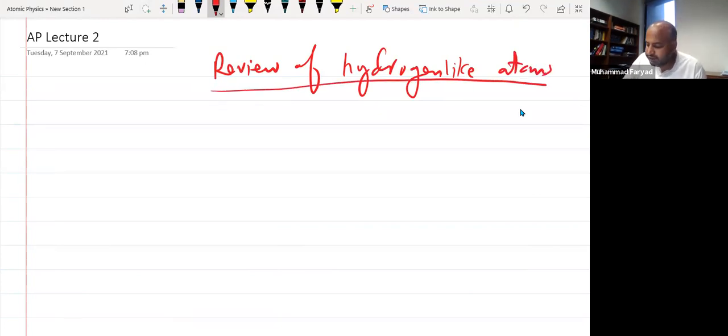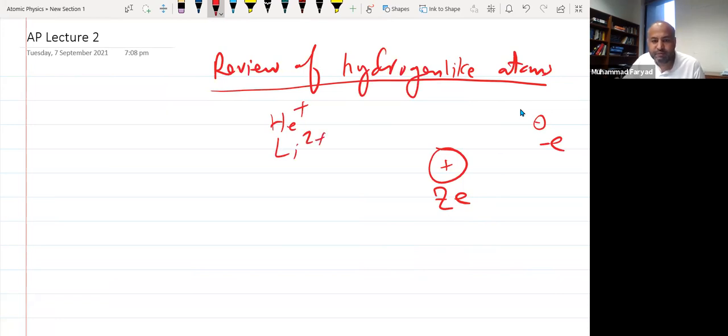So a hydrogen atom is a nucleus with a single proton and an electron around it. But a hydrogen-like atom is an ion with a nucleus of charge Ze, where Z is the number of protons and e is the charge of the electron, with charge minus e on the electron. You can think of examples such as the helium ion He+ or the lithium ion Li2+ and so on.